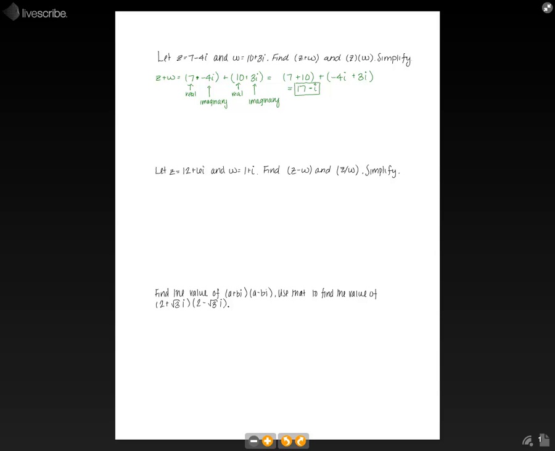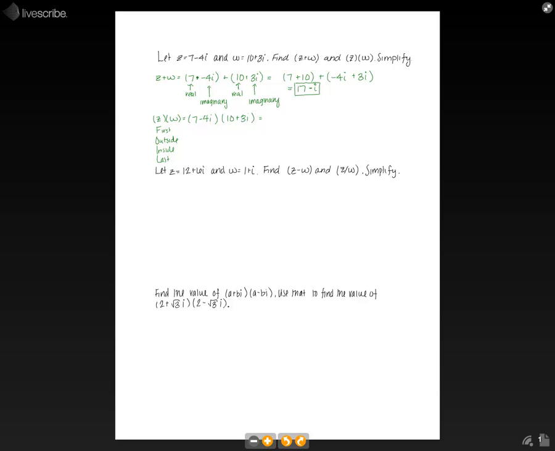Alright, so now we need to do z times w. So that's the same as 7 minus 4i times 10 plus 3i. In order to do this, we're going to use FOIL. And in case you don't remember, FOIL stands for first, outside, inside, last. And that is just the order that we're going to multiply the terms in.